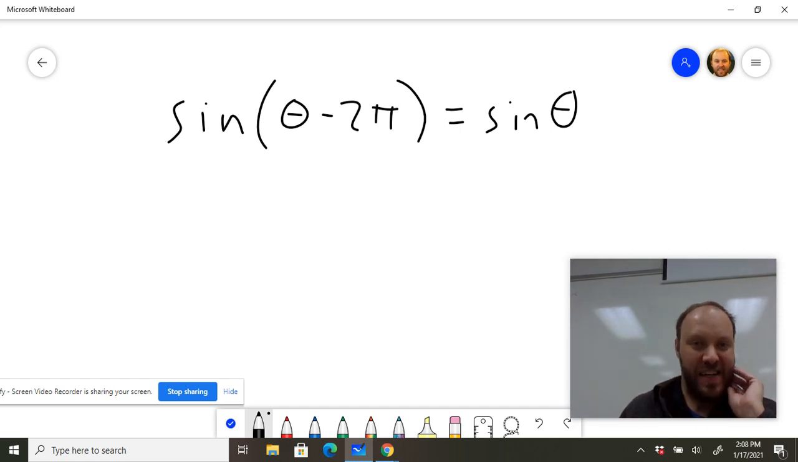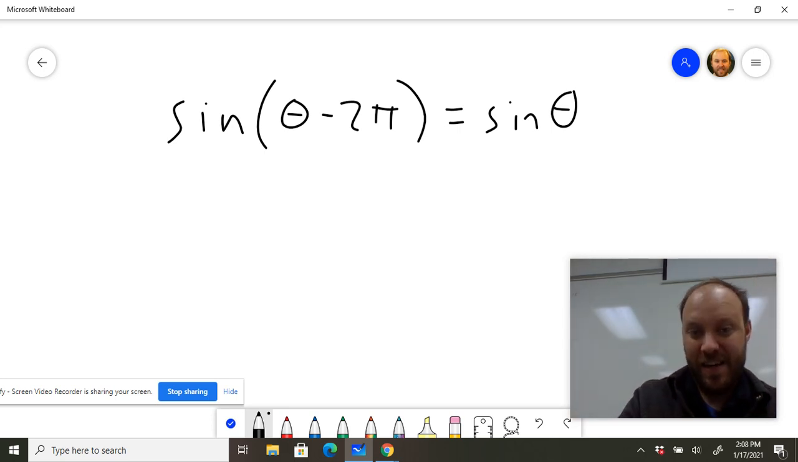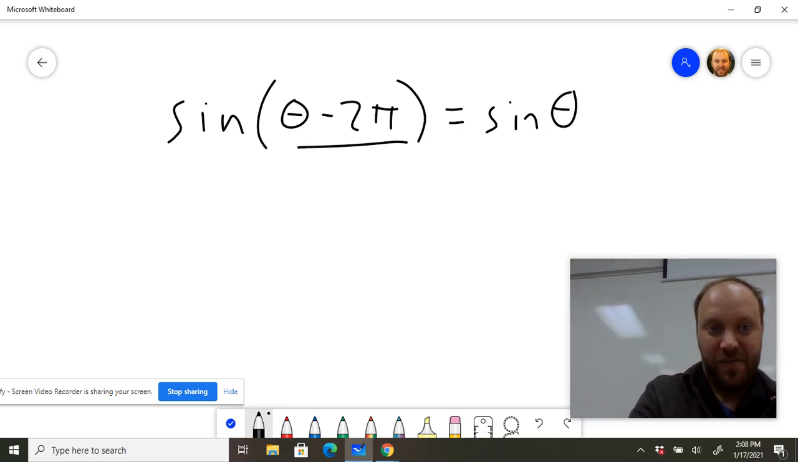I asked you to use an identity to show this. And actually, I think there were a couple of things where people did use identities, but maybe different than what I intended. What I intended you to do was to say, hey, look, that's a sine of a difference.